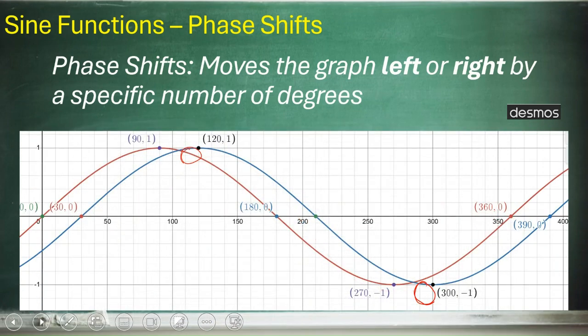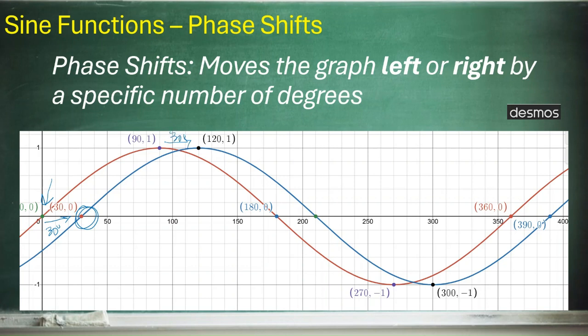So here's how a phase shift looks. On this graph, you're going to see my red circles from where our critical values were before. So let me just get rid of those. Okay, so on a phase shift, what we're going to notice is normally we would start at 0, 0, but we're starting at 30 degrees here.